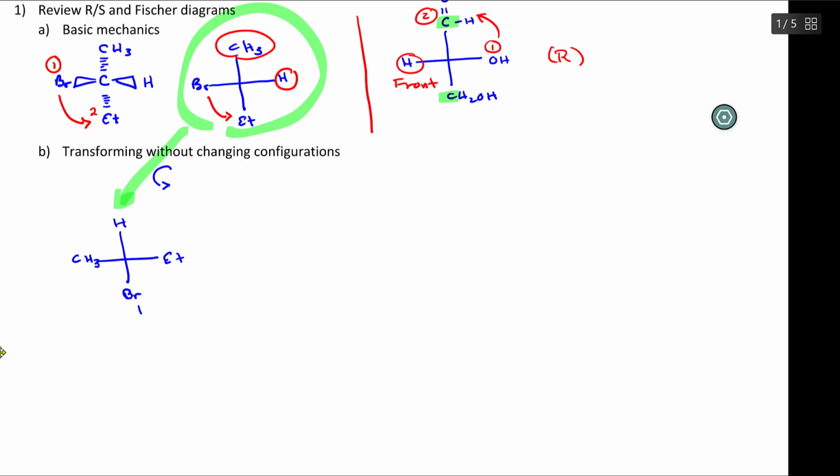So I have 1 and I have 2. So look, it's going that direction still. So what would that tell me? Well, it looks like it's S, and then the hydrogen's up here. This is in the back. So now this becomes S. Remember, this was R.